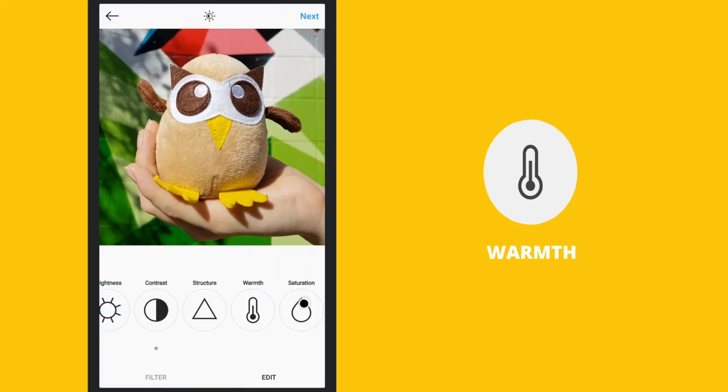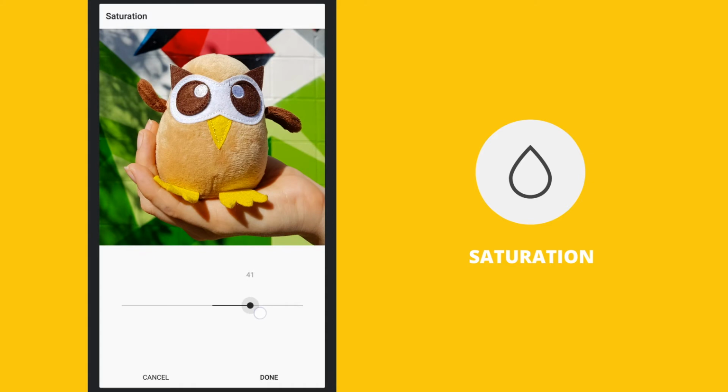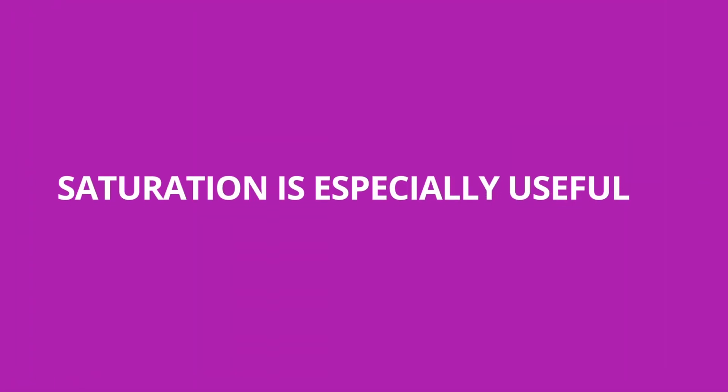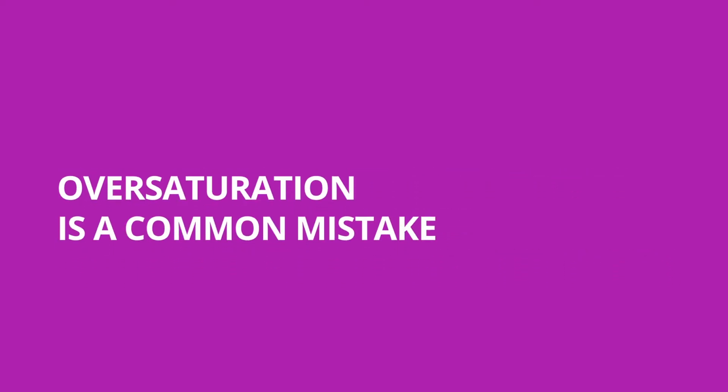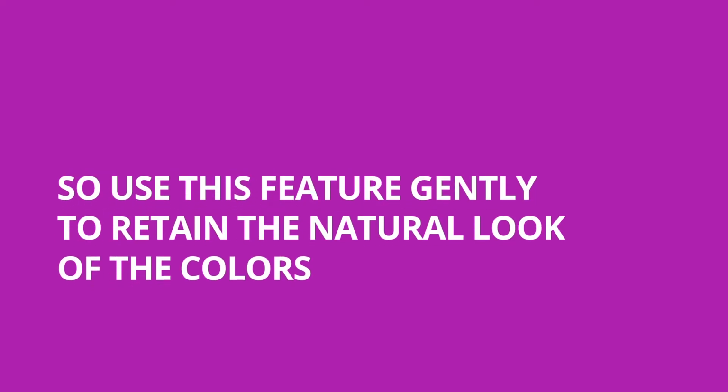Another way to alter color is with Saturation. Saturation can either intensify or dull the colors in an image. At its lowest setting, the photo becomes grayscale. At its highest, the colors can look garish and even unnatural. Saturation is especially useful for enhancing colors in a bright or overexposed photo. Oversaturation is a common mistake, so use this feature gently to retain the natural look of the colors.